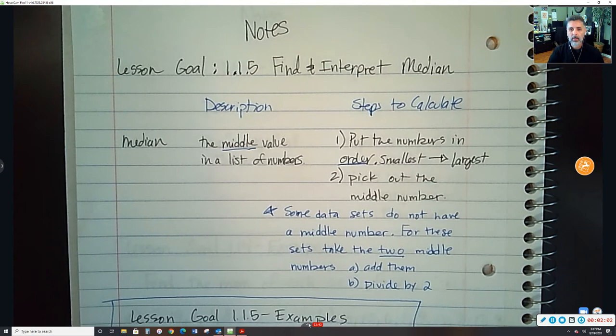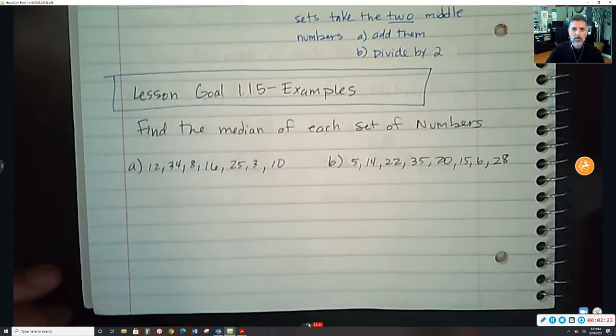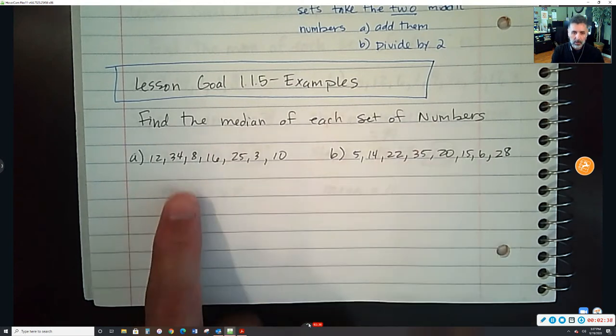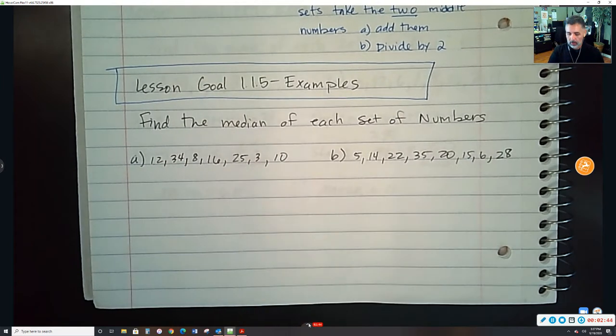Okay, after that we're going to do some examples. So right now, if you haven't finished copying this, pause it and copy it, and then I'm going to do the examples. Okay, so here's the examples. I'll wait a second. That way, if you guys want to pause this to copy down the examples, you can pause it and copy it. So again, all we're going to do is we're going to find the median of each set of numbers. Okay, there's this one data set and then 2 data sets. So that's all we're going to do.